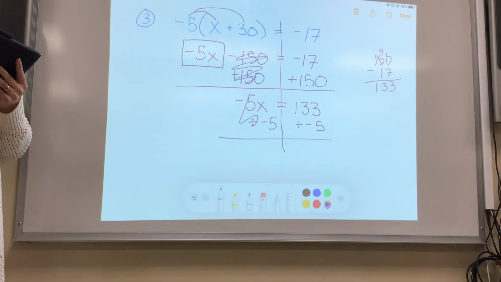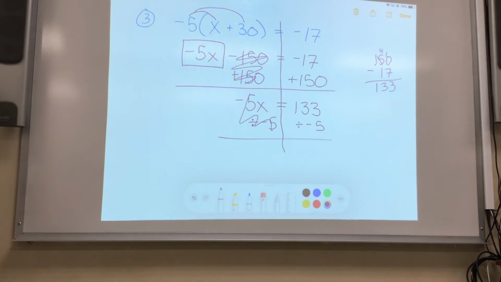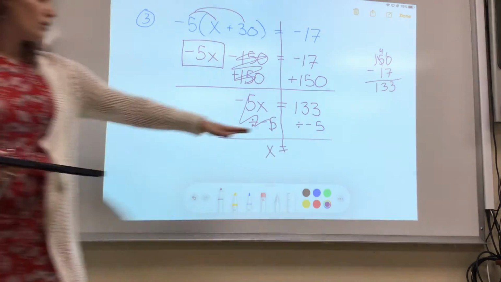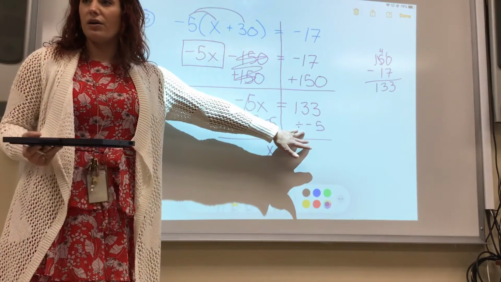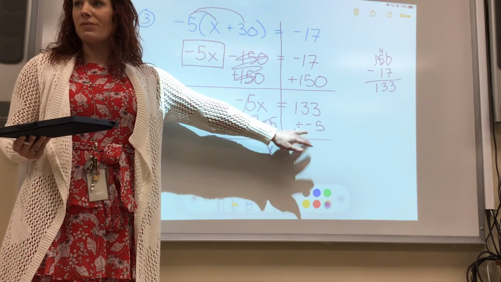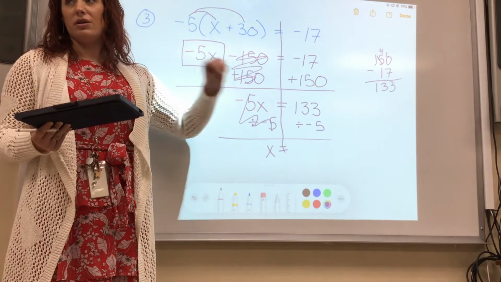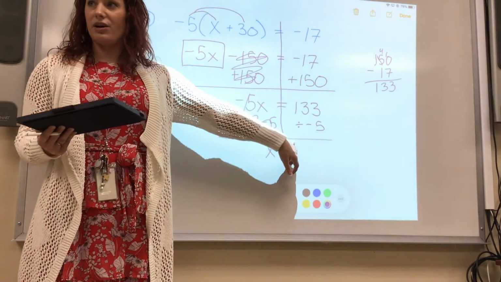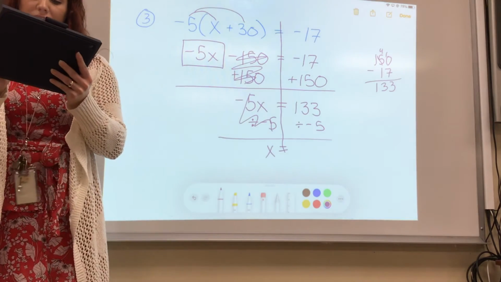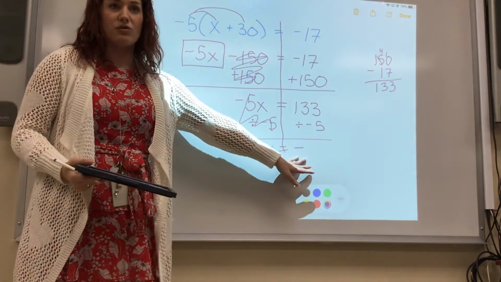Okay? So we're going to divide by negative 5. X equals, what that work is right there. I would say first make a decision as to whether you're going to have a positive or a negative answer. What's a positive divided by a negative, Carolyn? Negative, so I'm going to put the negative there so I don't forget it.